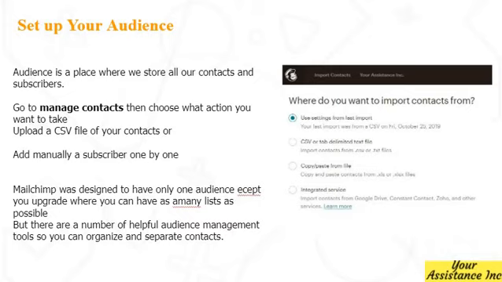But now that is only available on the paid version. On the free version, it's just one audience, and the only way you can differentiate them is by segmenting or tagging them. We'll get to that later. Okay, so there are a number of helpful audience management tools that you can use to organize and separate your contacts. I've mentioned that tagging them and segmenting them is a way of organizing and separating contacts so that your email marketing strategy is effective.